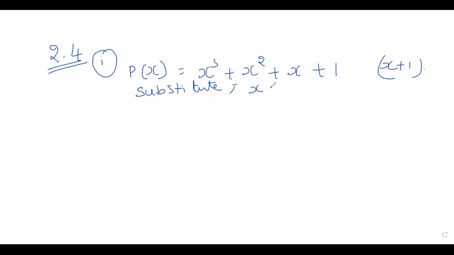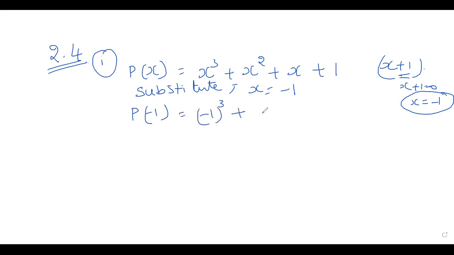What is the value of x here? It is x plus 1 equal to 0. That means the value of x is minus 1. So substitute the value of minus 1, children. x cube is nothing but minus 1 cube, plus x square, that is minus 1 square, plus, in place of x, I am writing minus 1, plus 1.